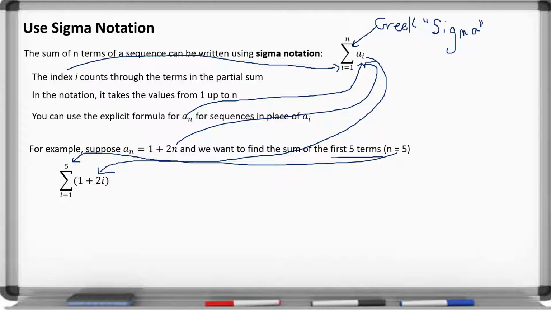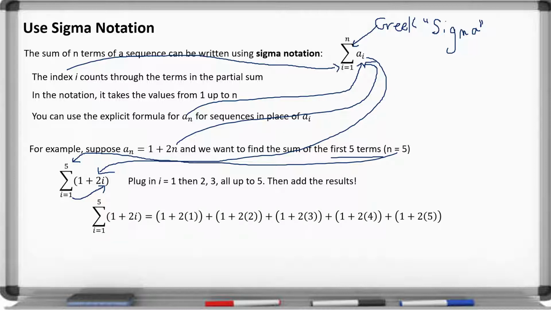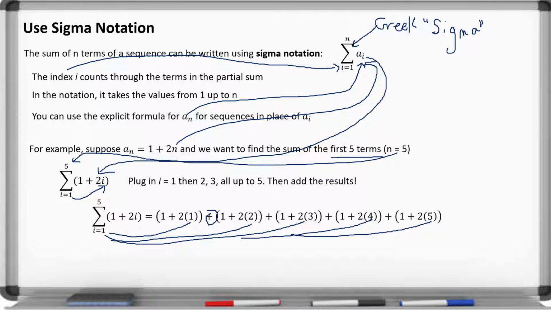So this is saying to start at i equals 1, so plug in 1 first, and then plug in 2, and then plug in 3, all the way up to 5. So plug in i equals 1, 2, 3, 4, and 5, and then add the results together.